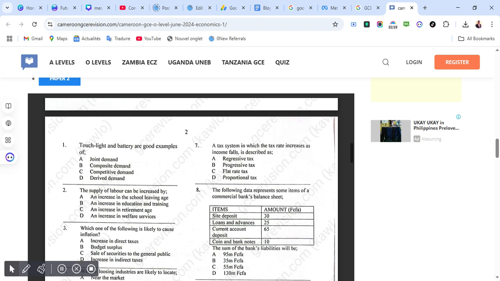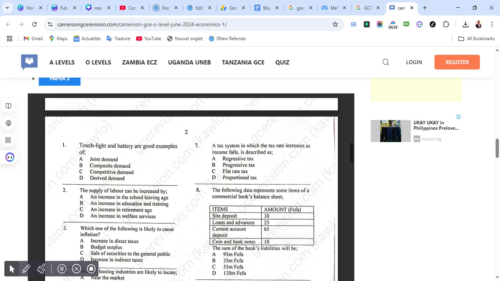We look at the next question, which is question 7. It says a tax system in which the tax rate increases as income falls is described as. How do we describe that? The correct answer is A, a regressive tax.